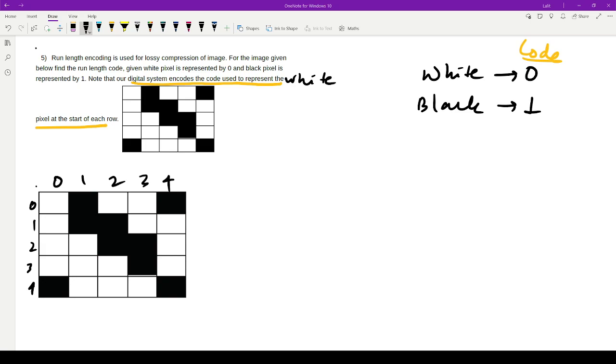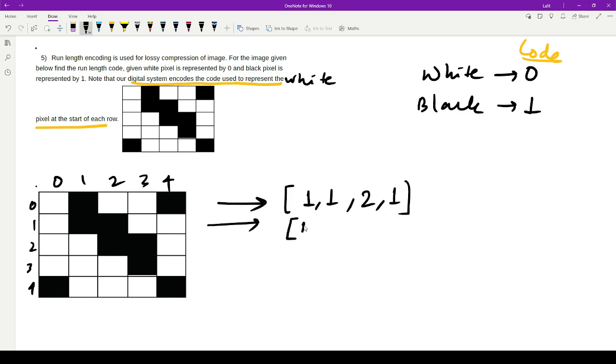So how to do it is we'll first check how many white is there and then how many black is there per row and then just count it based on the number of occurrences. So how many whites are there at first per row? This is one white, then one black, then two whites, then the last one is one black. So your code will be like this for the first row: one, one, two, one.